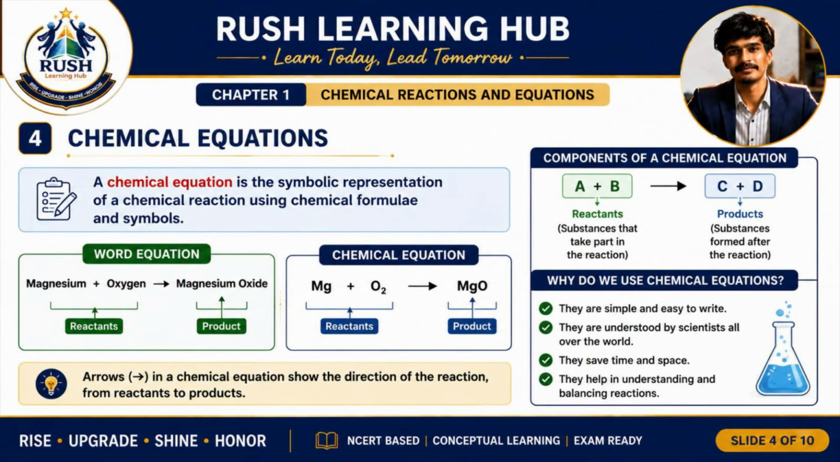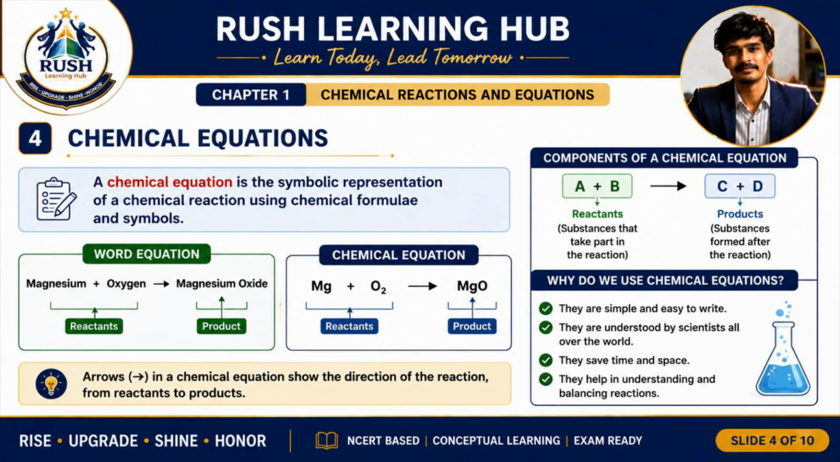Now that we know what a chemical reaction is, let's learn how chemists represent reactions using chemical equations. A chemical equation is the symbolic representation of a chemical reaction using chemical formulae and symbols. It provides a simple and standardized way to describe what happens during a reaction. Consider the word equation. Magnesium plus oxygen gives magnesium oxide. This can be written as a chemical equation, magnesium, represented by Mg, reacts with oxygen, represented by O, to form magnesium oxide, represented by MgO.